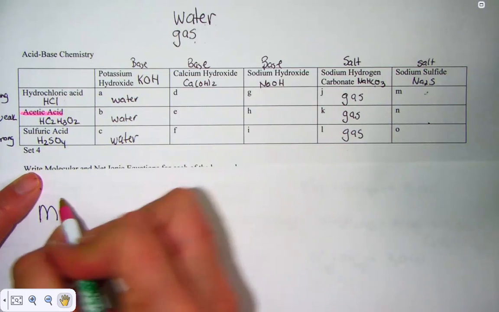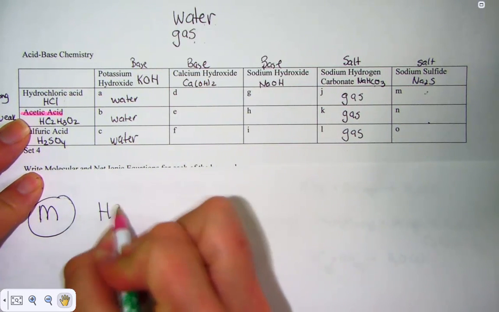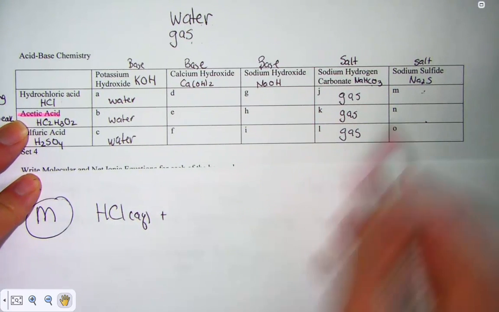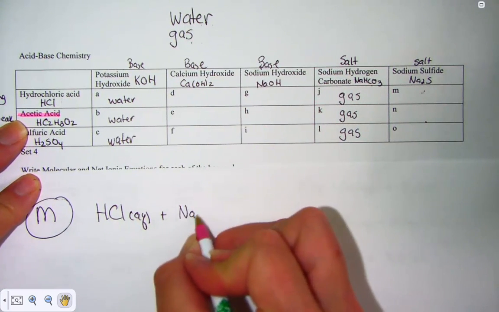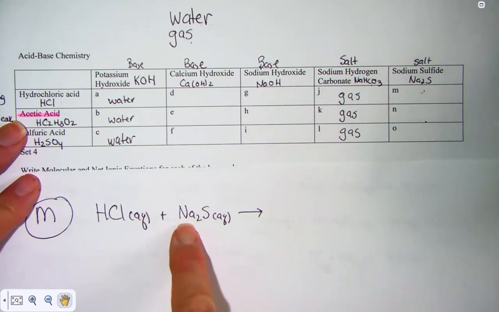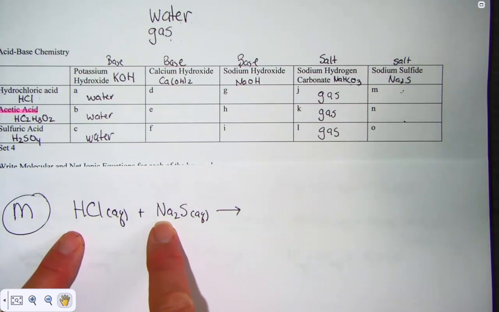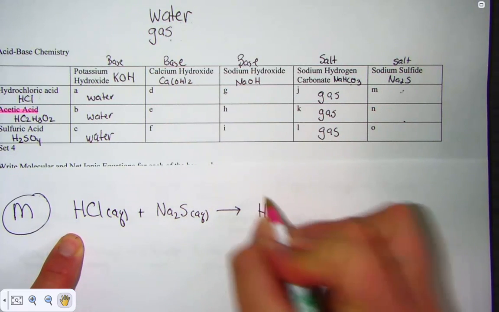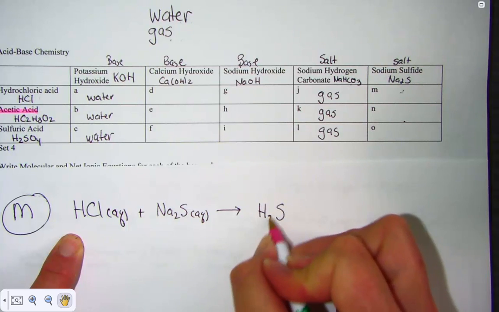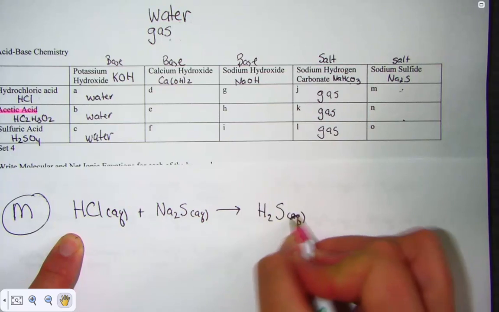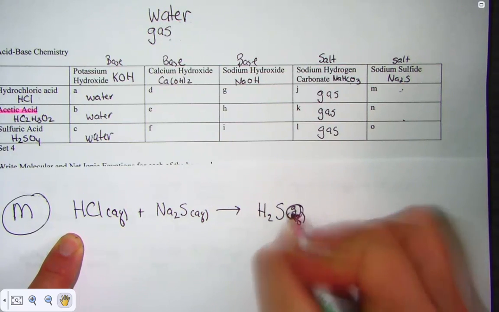Letter M has us taking a strong acid, HCl, aqueous, with a salt, sodium sulfide, Na2S. It's a water-soluble salt. Alkali metals are always soluble. Let's do our double displacement. H goes to S. Remember to consider charges. We have a +1 hydrogen, -2 sulfide, so H2S, aqueous. No, it's not. It's a gas. Sorry. This is the whole purpose of modeling.